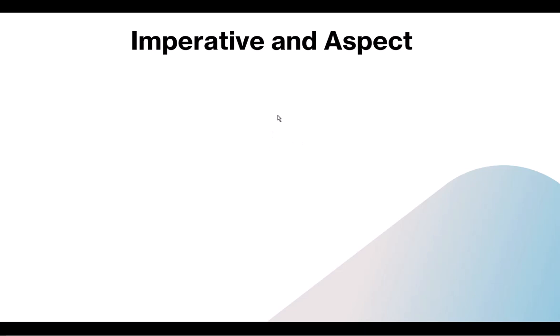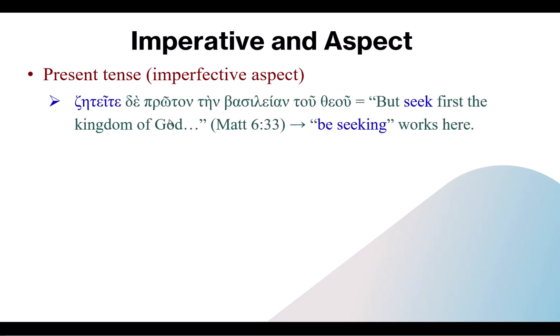Let's look at how aspect affects the meaning of the imperative. For present tense or imperfective aspect, let's look at Matthew 6:33. Zeteite de proton ten basileian tou theou. So here we have "but seek," and that is a present active imperative, second plural, from zeteo, to seek, and then proton, first, ten basileian, the kingdom, tou theou, of God. So, but seek first the kingdom of God.